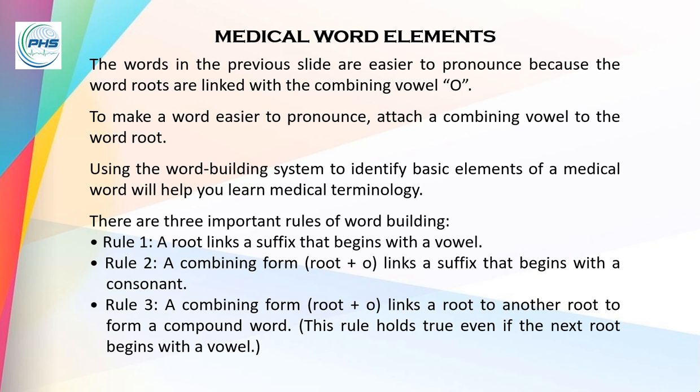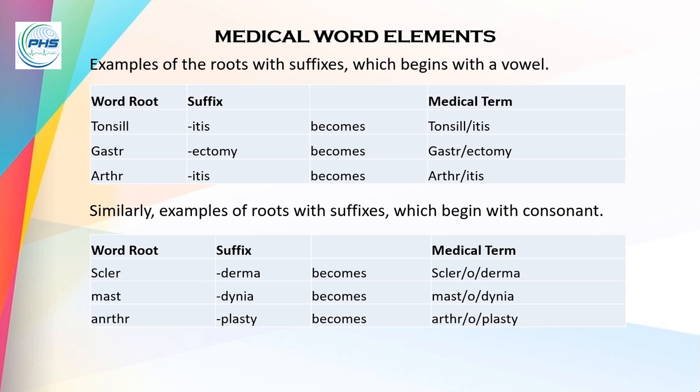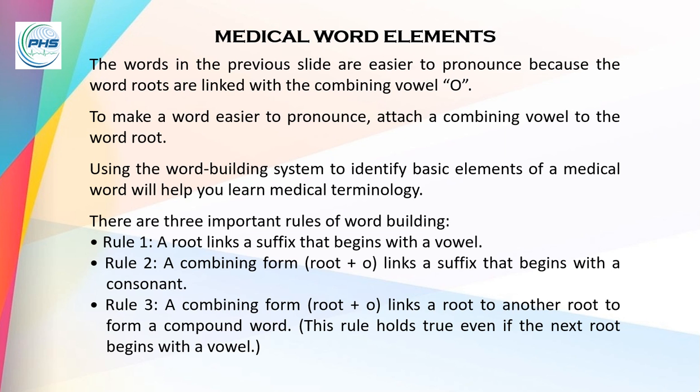The words in the previous slides are easier to pronounce because the word roots are linked to the combining vowel O. To make the word easier to pronounce, attach a combining vowel to the word roots. Understanding the word building system will help you decipher the meaning of the medical terms. Using the word building system to identify basic elements of medical words will help you learn medical terminology.